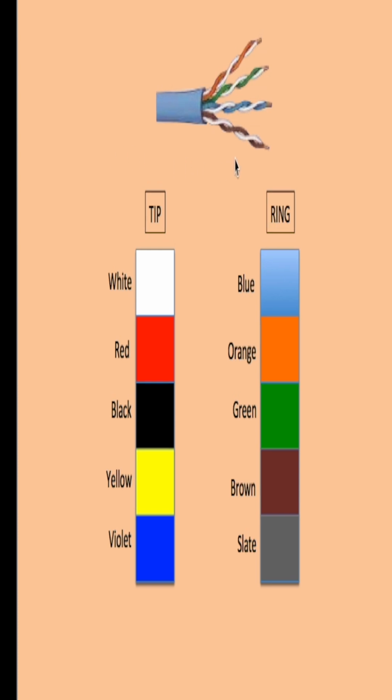Now, here I have a simple 4-pair cable. This is 4 pairs of wires within this cable. On this side are all the tip colors, and on this side we have all of the ring colors. Now, we're going to start with white and blue, which would be pair 1. White and blue, pair 1, white on the tip side and blue on the ring side.